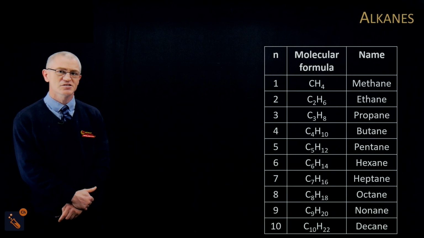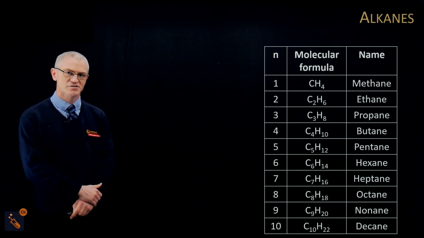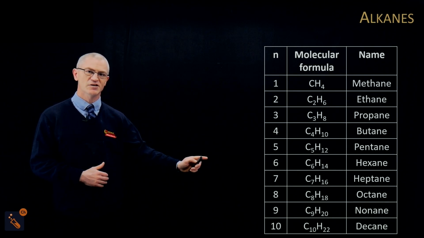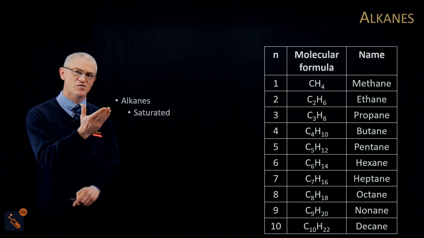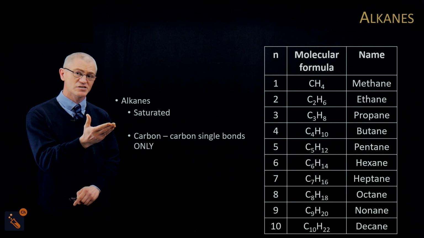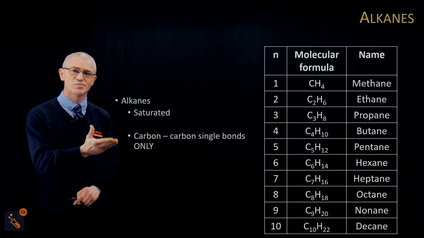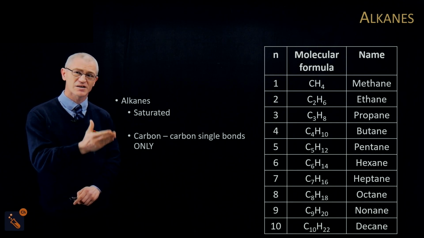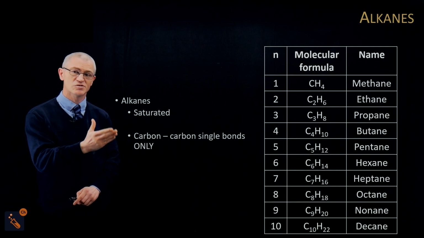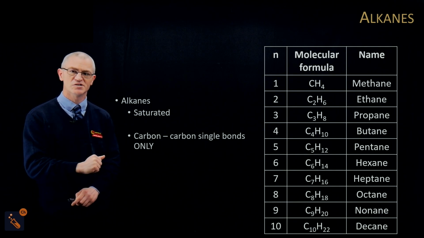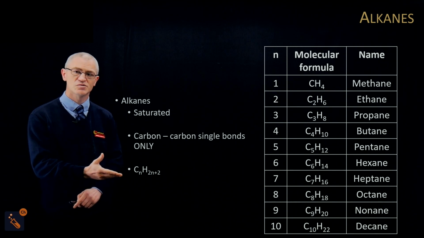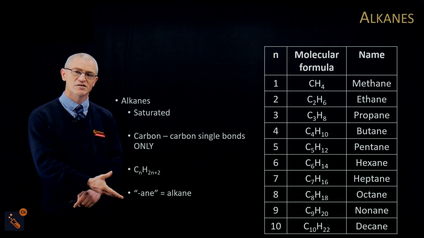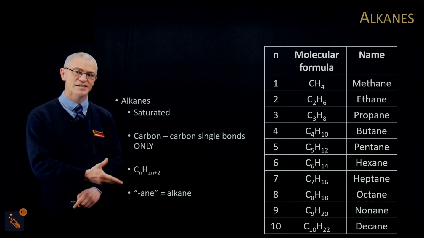So the first thing is just to remind you of the alkanes. So we've got alkanes here, we've got all our molecular formulas. I'm going to talk through a few of those properties of alkanes. So they're saturated, carbon-carbon single bonds only. Okay, if it's saturated, just those single bonds, specifically of carbon bonded to carbon. We have a general formula of CnH2n+2, and the name of it ends in ANE.